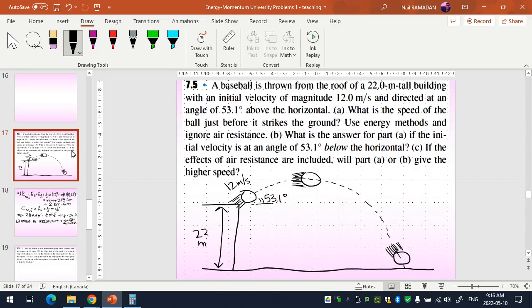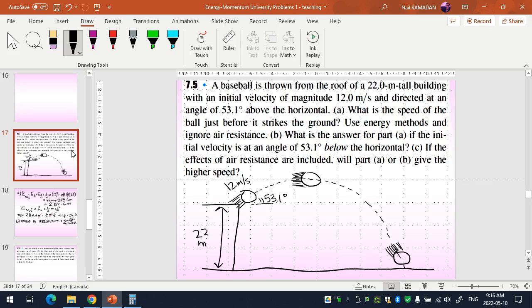No. Part B is, what is the answer for part A, which is the speed of the ball just before it strikes the ground, if the initial velocity was, instead of you kicked it up, you kicked it down. So we just said because the angle was not used at all in part A, it's also not going to be used at all in part B, which means we're going to get the exact same hitting speed as well, even if you shoot it down.